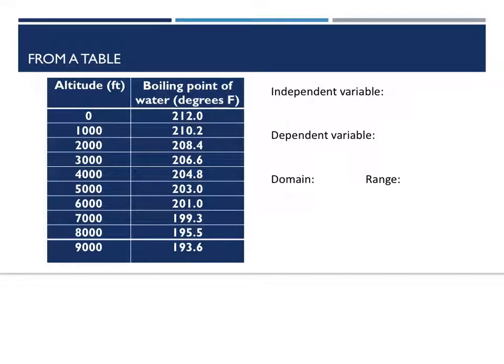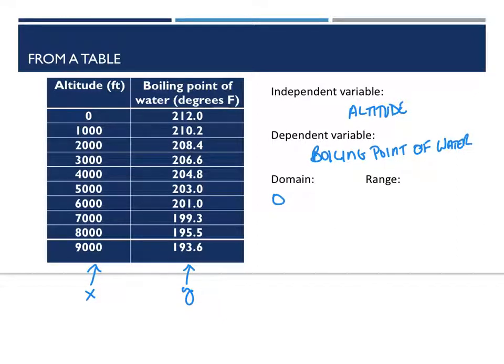From a table, all you really need to remember is that it's quite standard. X's, then y's. So your independent variable is going to be altitude. Then your dependent variable is the boiling point of water. Your lowest altitude was 0, that's sea level. Your highest altitude was 9,000.